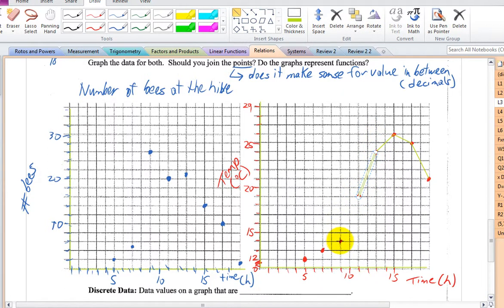Now, in science, sometimes you're going to do things like a smooth curve. We don't have to do it for this one, okay? You don't need to do smooth curves for here. Although you could, but we're going to connect them with lines.